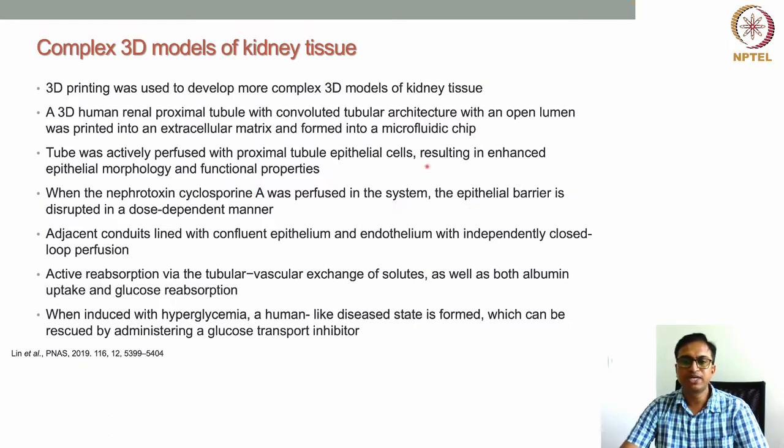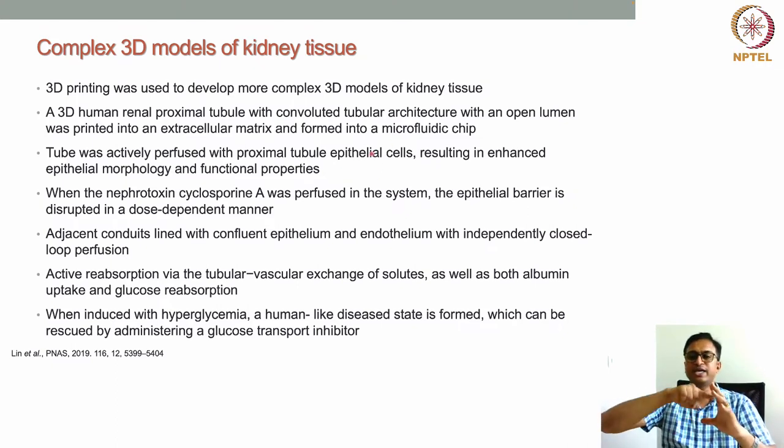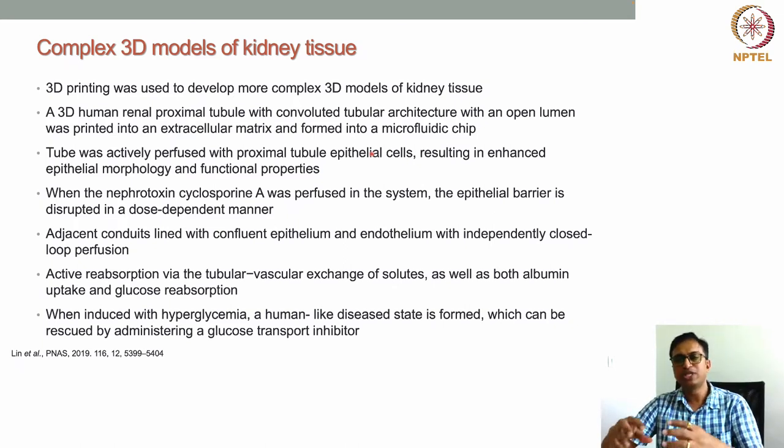As I mentioned, when the epithelial cells are seeded in the proximal tubule, they create an epithelial lining. This epithelial cell-to-cell connection is very important. They create tight junctions, and because of that they maintain a barrier, so that the filtered urine passing through the tubule should not get absorbed again entirely.